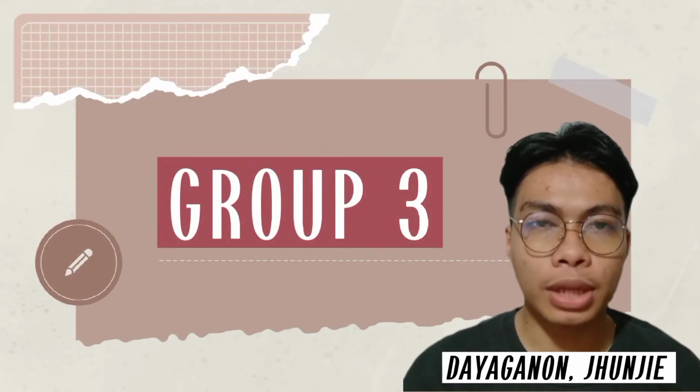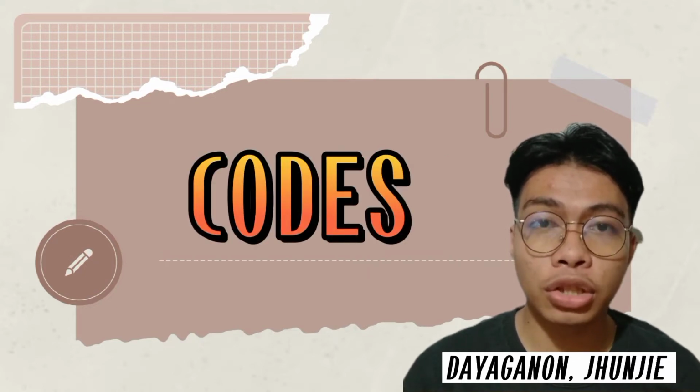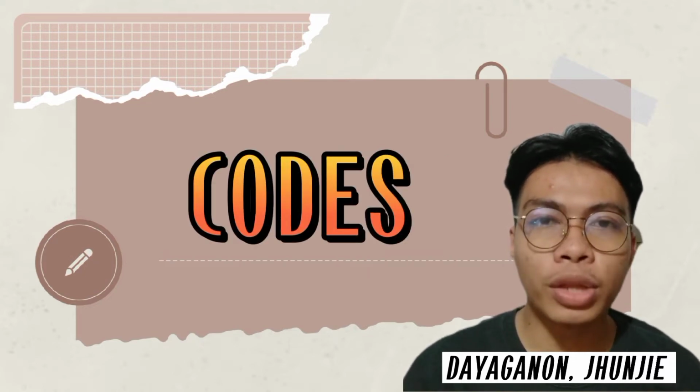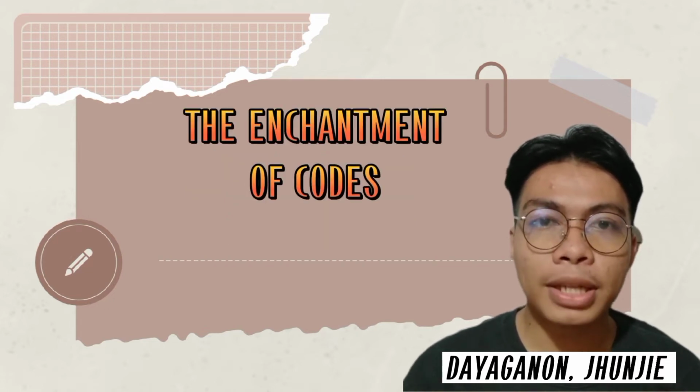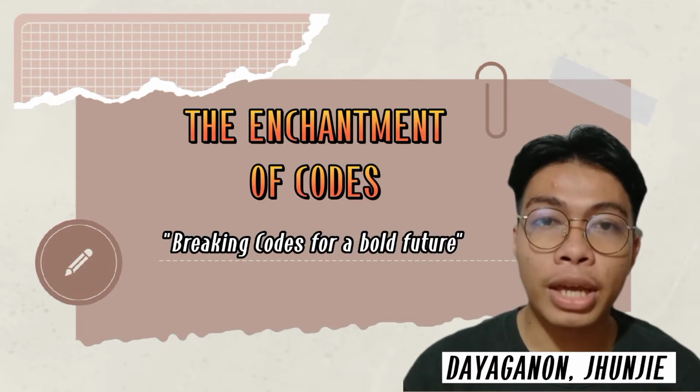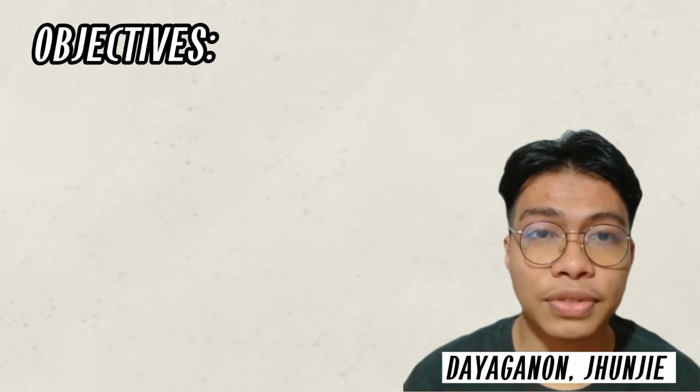This is Group 3. Today we're going to tackle codes, which include the basic logic gates, encoding and decoding, and repetition and Hamming codes. Today's topic is entitled The Enchantment of Codes, with the theme Breaking Codes for a Bold Future. And these are the objectives.